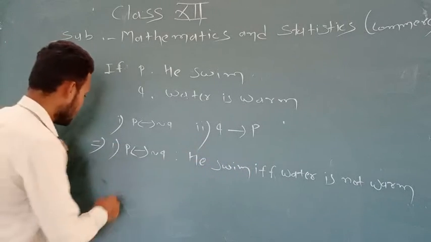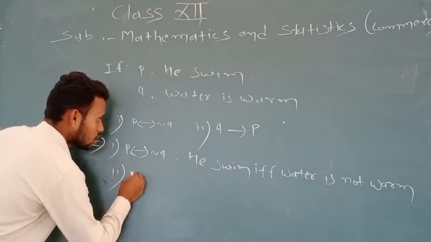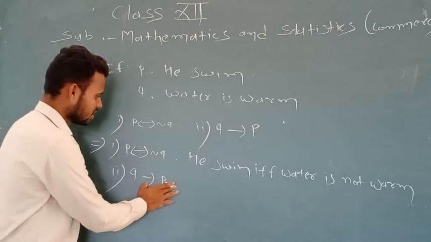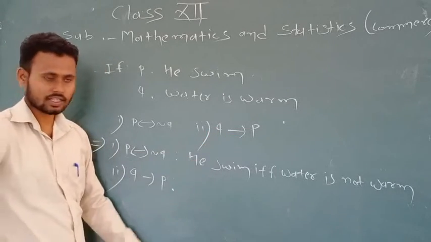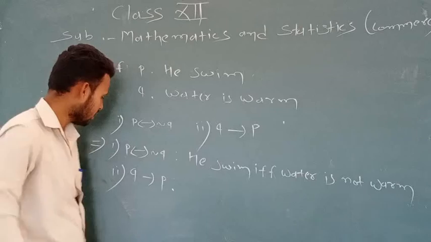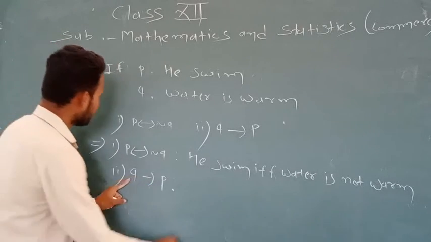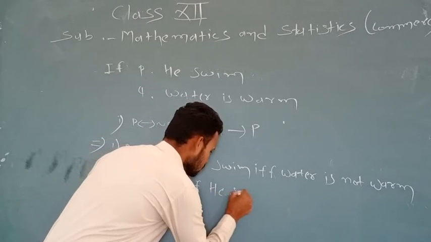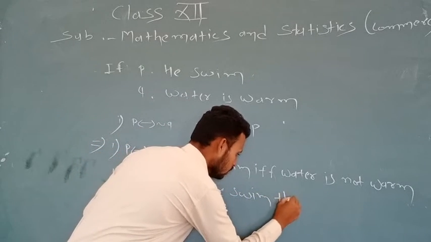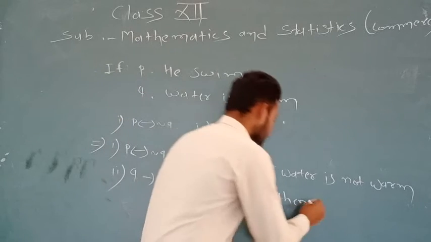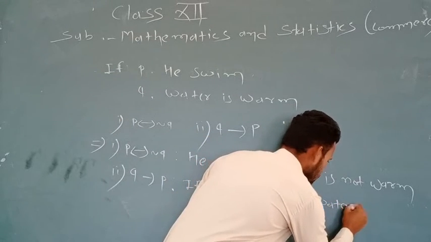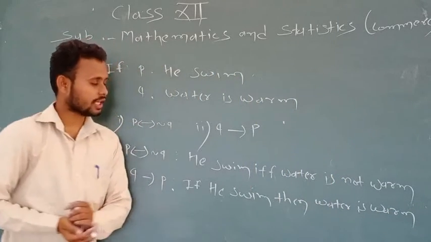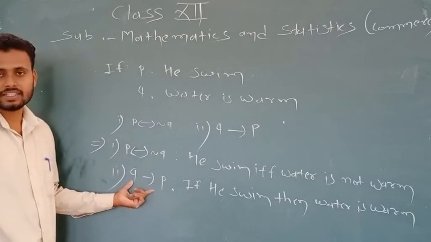Now next, the second statement: Q implies P. What will the statement Q implies P be? If he swims, then water is warm, which is the required verbal statement of the given symbolic statement.